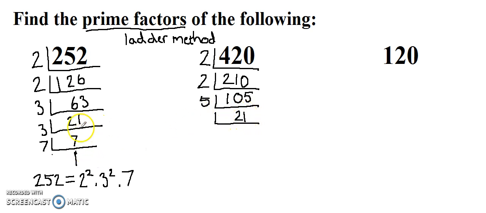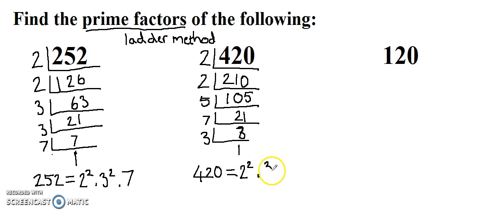Okay, well that's easy enough. We did that over here. So 21 divided by 7 is 3, and 3 divided by 3 gives us 1. So if we were to write this 420 as a product of its prime factors, we would say 2 to the power of 2 times by, and we like putting it in number order, 3, times by 5, and times by 7. Very, very nice.